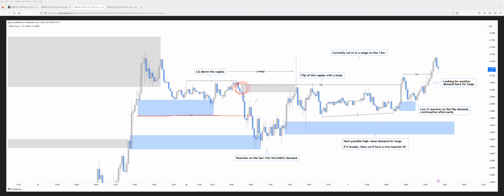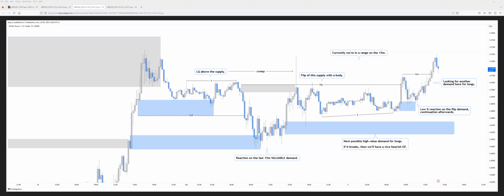Below this supply, we can identify liquidity. This liquidity has been swept into the supply. Now, after a supply rejection, price swept the liquidity from above the supply too. So this liquidity line has been swept out by this huge wick. So basically, price swept liquidity into the supply and swept liquidity from above the supply. But this double sweep wasn't even enough to create a bearish order flow continuation.